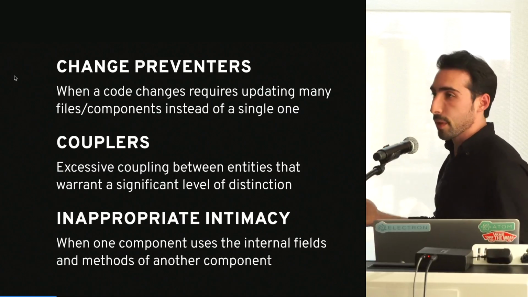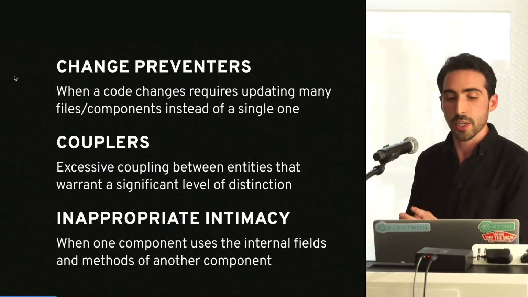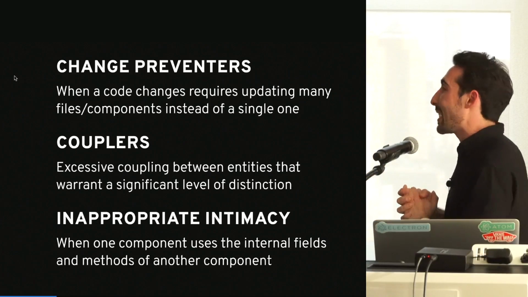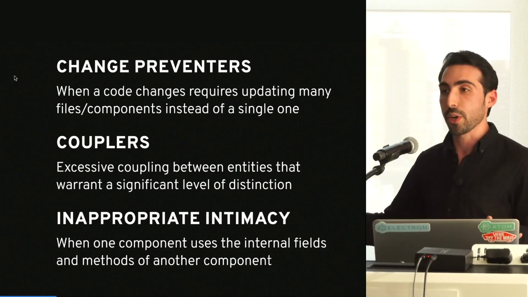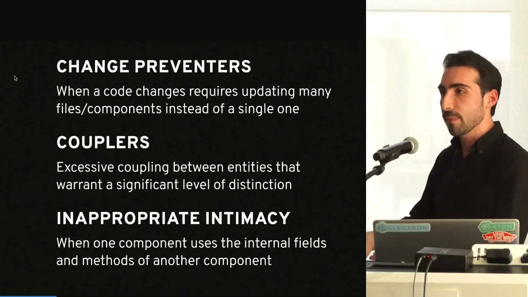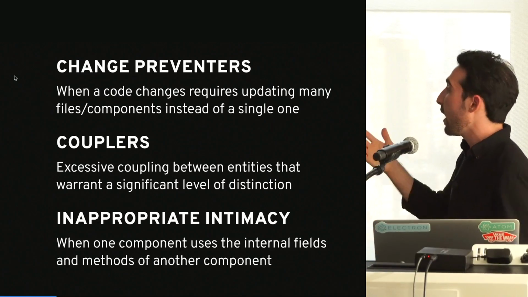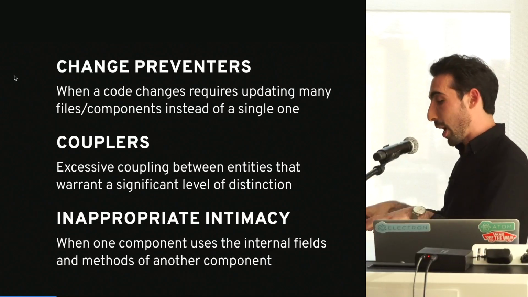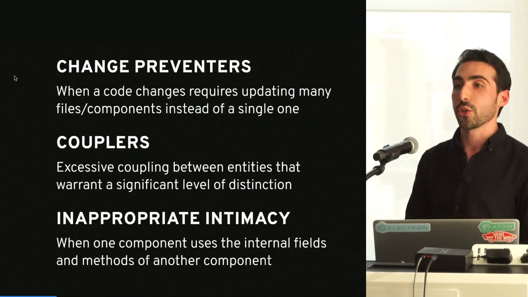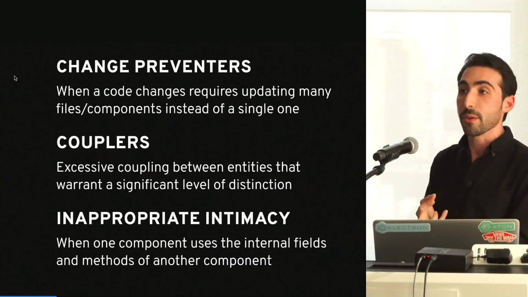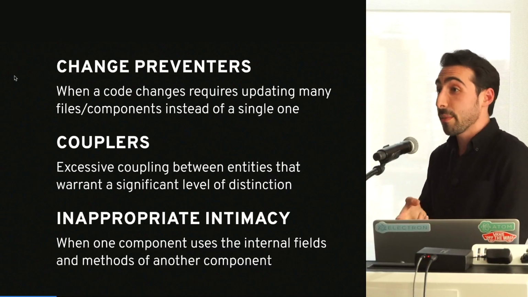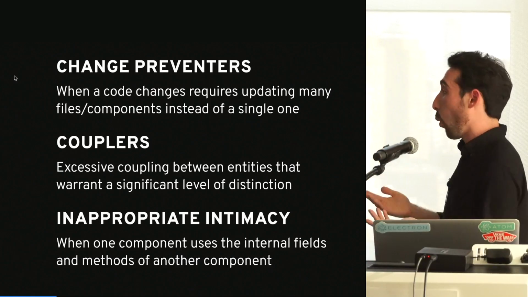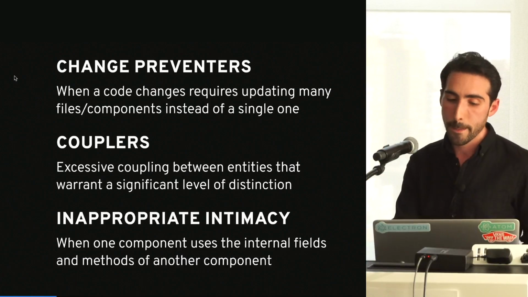Couplers. We talk about coupling all the time in software engineering, right? We aim for low coupling, where we don't keep a tight coupling between entities that might need some level of separation or distinction. They can change independently, they can grow independently. And lastly, one of my favorite ones is this concept of inappropriate intimacy, where one component might be relying on the internal properties, methods, fields of a different component, when in reality they may not have to, or there are different ways to disseminate that knowledge downwards or upwards, depending on the hierarchy.